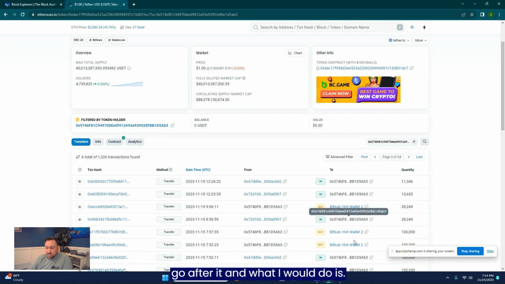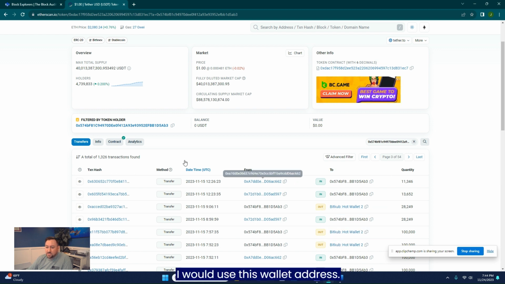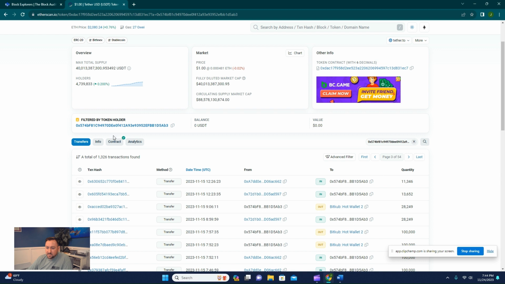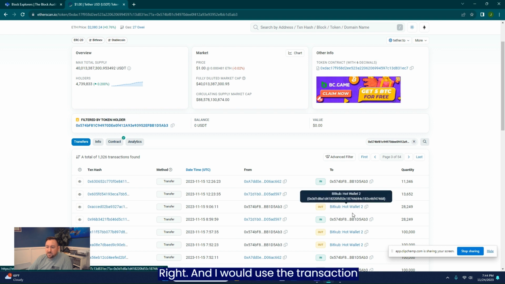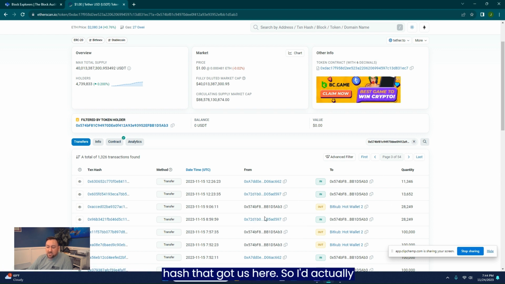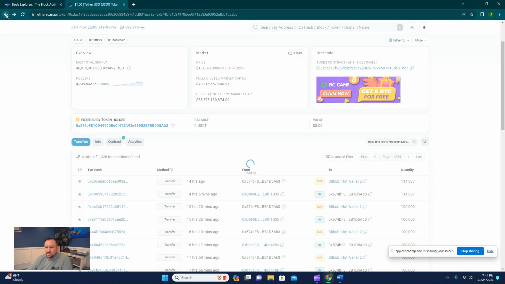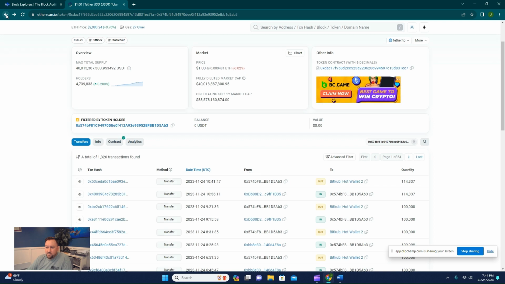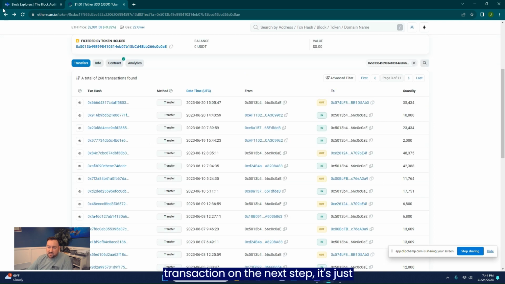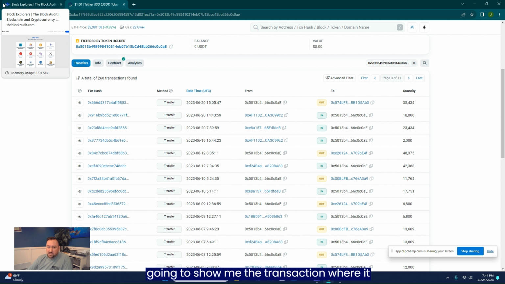And what I would do is use this wallet address, right? And I would use the transaction hash that got us here. So I'd actually use the previous transaction hash that sent it here, because now that I know this is a BitCub wallet, going and finding the specific transaction on the next step is just going to show me the transaction where it moved to their BitCub hot wallet, which is not going to do me much good.